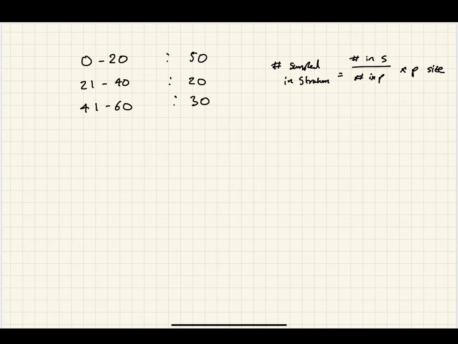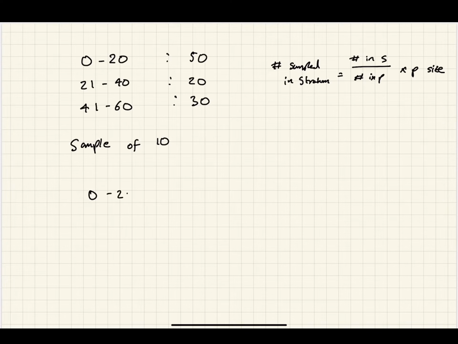Like we said before, we wanted a sample size of 10, and we've got 100 people to choose from. Obviously, you can see here, like the example before, the most representative part of our population is mostly 0 to 20-year-olds, then there are 41 to 60-year-olds, and the least are the 21 to 40-year-olds. So we want to represent this in our stratum. How can we do this?